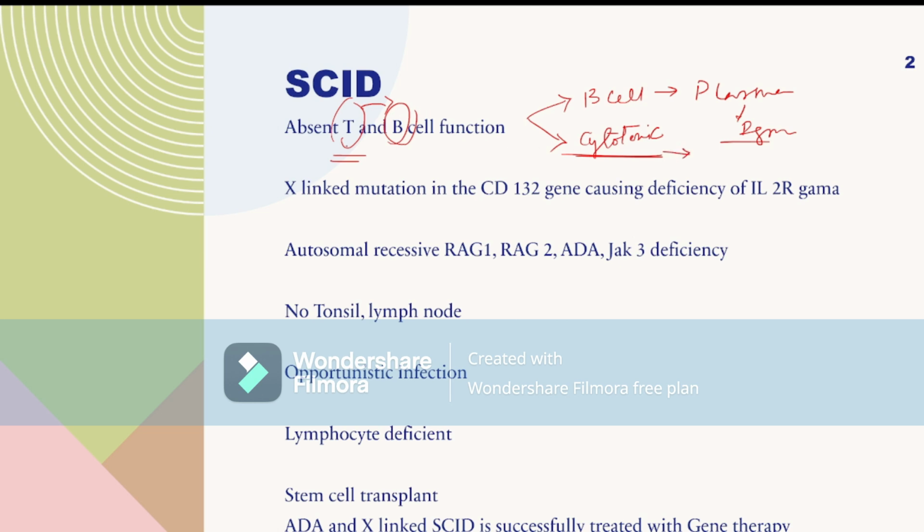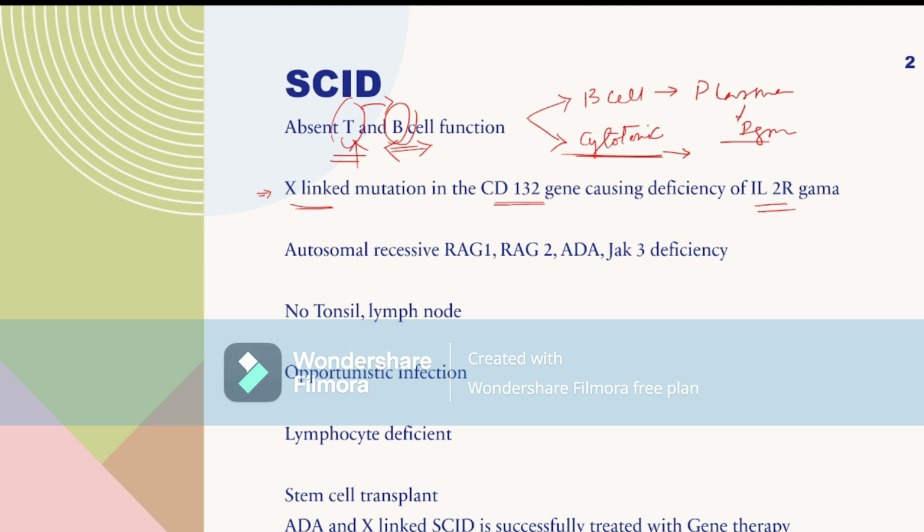So if the T cell has absence of function, the B cell function is also hampered and there is no immunity present in the body. So the child is delivered with zero immunity. There are different types of SCID and different types of mutation in different genes, among which X-linked SCID is the most common. That is X-linked mutation of the CD132 gene, which causes deficiency of interleukin 2 gamma protein production.